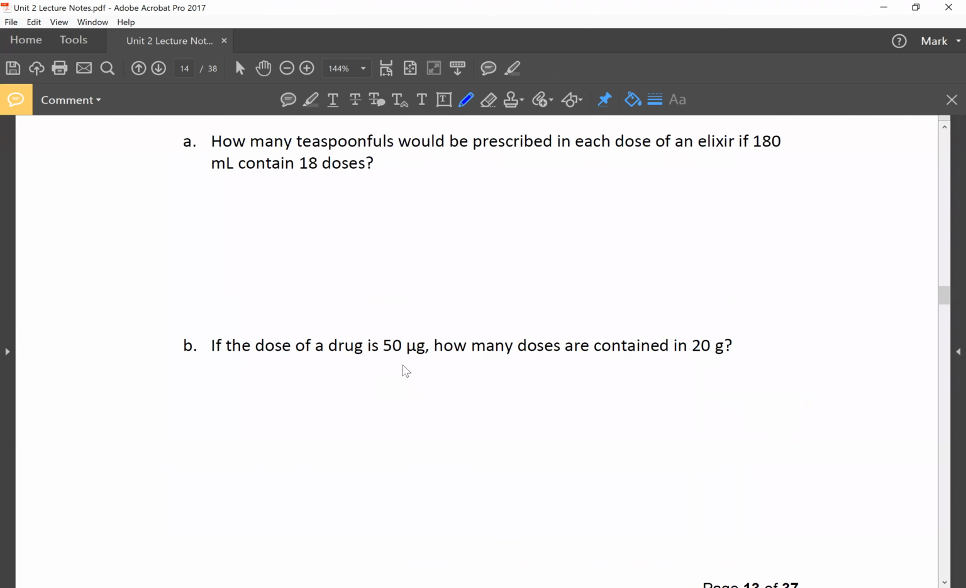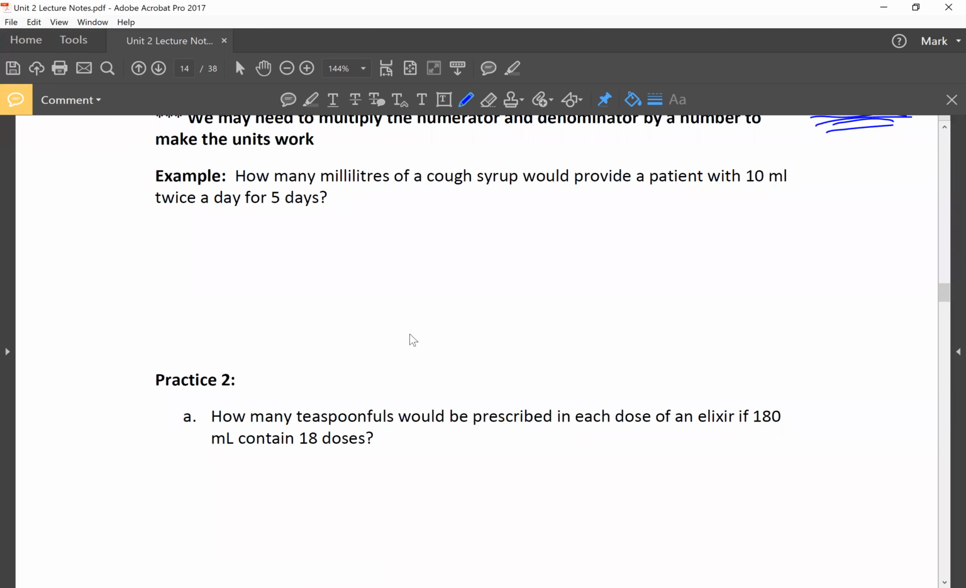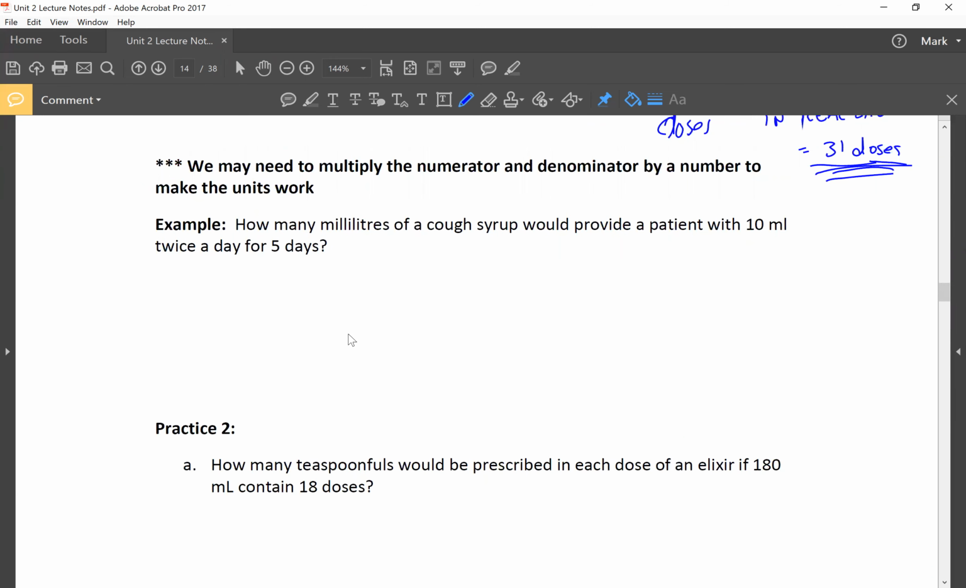What page are we on? Okay, we're doing good. So, how many milliliters of a cough syrup would provide a patient with 10 milliliters twice a day for 5 days? Now, okay, this is a little tricky. This one we need to really think. We need to figure out what is the total dose?